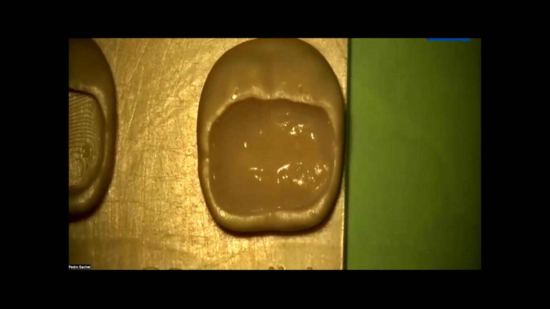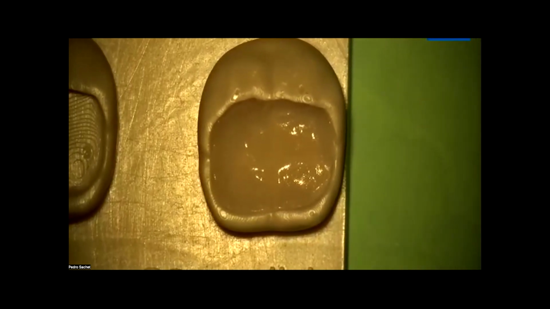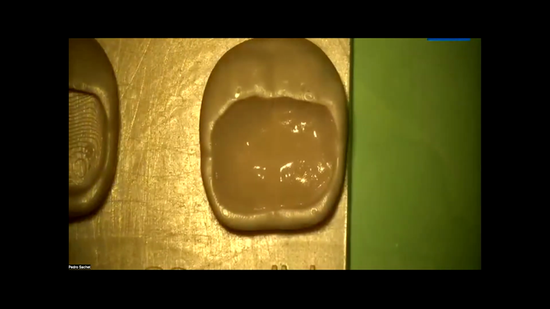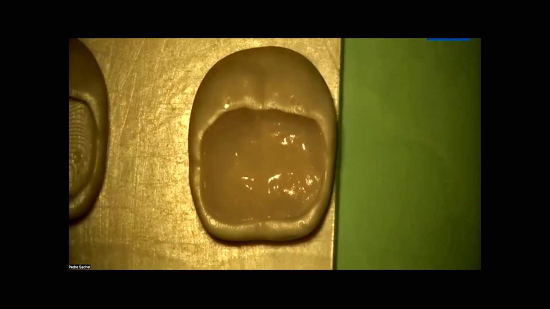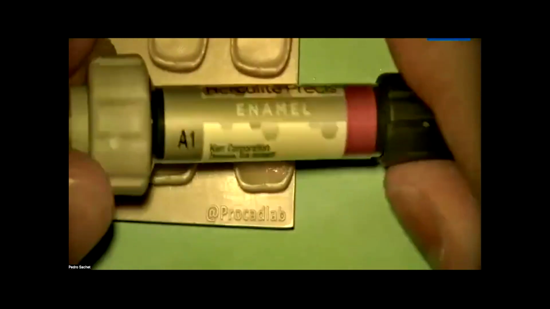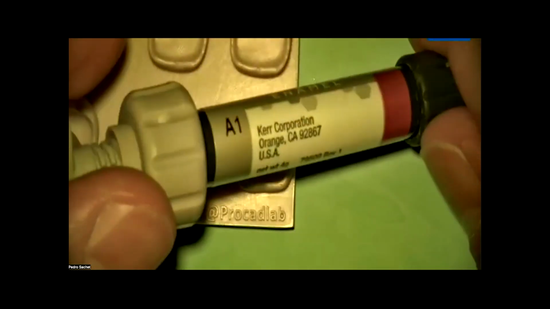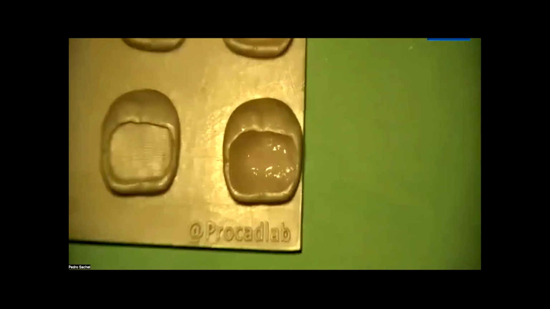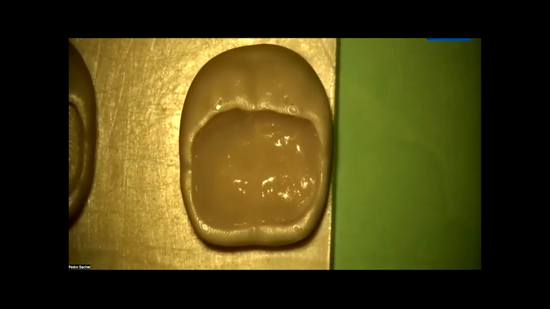Okay, I'm going to light-cure here in my restoration. And for the enamel, I'm going to use the enamel from Kuraray, A1 or A2 shade. That's what I normally use.